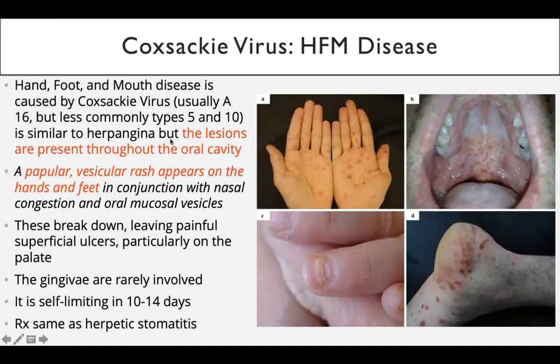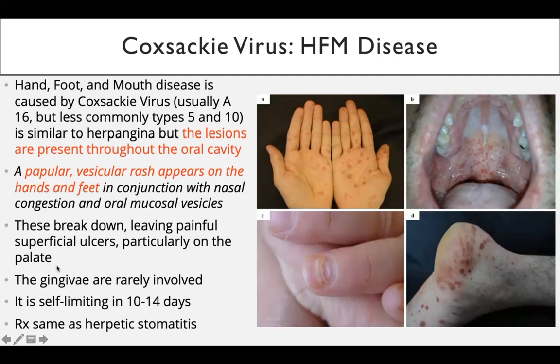It is similar to herpangina, but the lesions are present throughout the oral cavity. A papular vesicular rash appears on the hands and feet. So it will not only be vesicular, but a papulo-vesicular rash, with hand involved, feet involved, mouth involved, in conjunction with nasal congestion and oral mucosal vesicles. These rash lesions break down, leaving painful superficial ulcers, particularly on the palate.